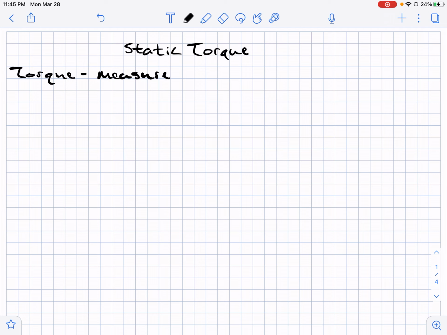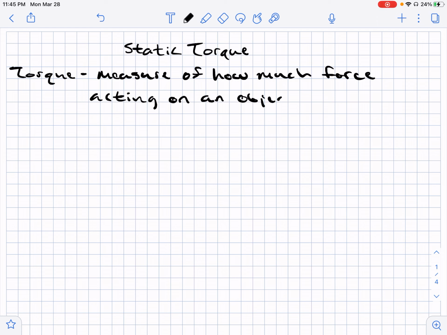So let's write that out. It's just a measure of how much force acting on an object causes that object to rotate. So that's just a basic definition of torque.